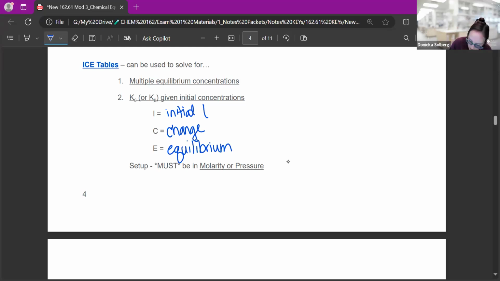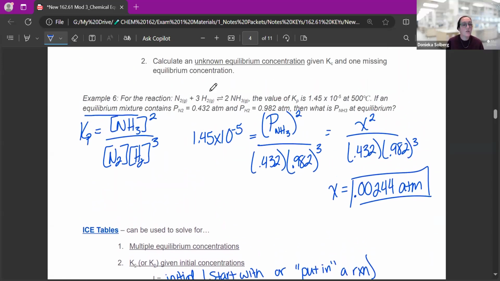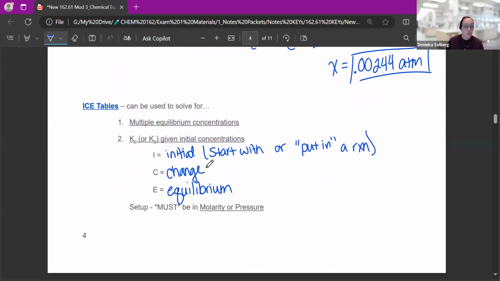So initial is what you start with, or in quotes, what you put in a reaction. Change, the amount it changes by, is going to be stoichiometric, right? You look at a reaction, I'm going to scroll up, for example, this reaction. 1 mole of this reacts with 3 moles of this to make 2 moles of this. That's how it's changing, the ratios that it is changing with. So the change is stoichiometric. This is the amount that reacted or changes, again, the stoichiometric amount that is used or made.